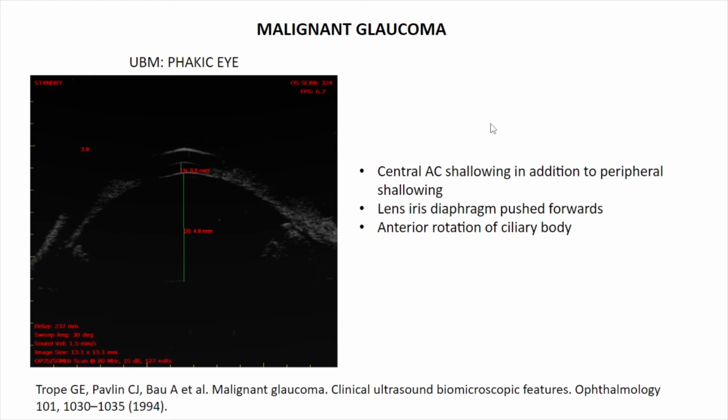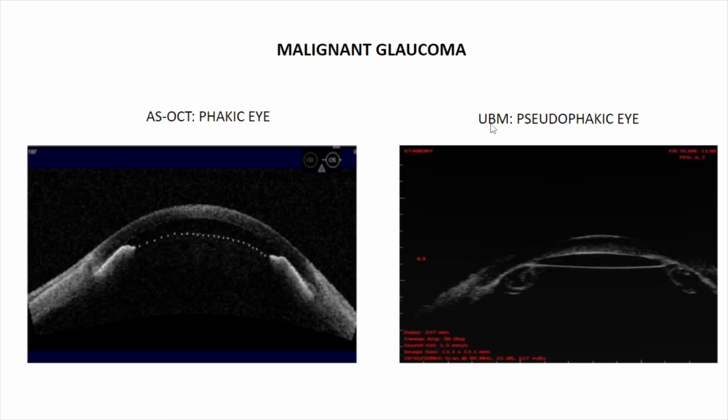So moving on to malignant glaucoma. This UBM image shows that the central AC is shallow. In addition, there is peripheral shallowing, the lens has been pushed forwards, and the ciliary body is anteriorly rotated. This is an ASOCT showing malignant glaucoma in a phakic eye. And here we can see the anterior lens surface in a pseudophakic patient showing malignant glaucoma.